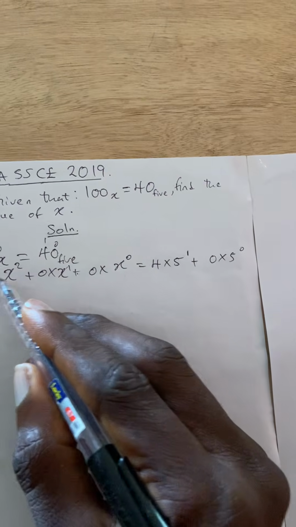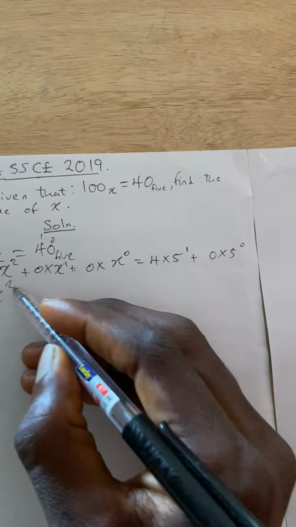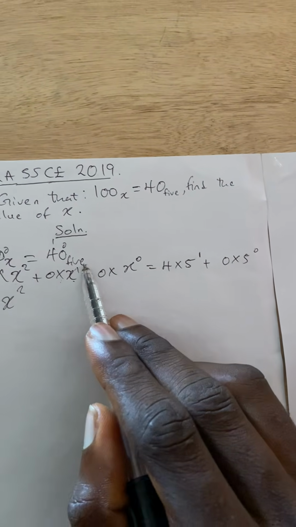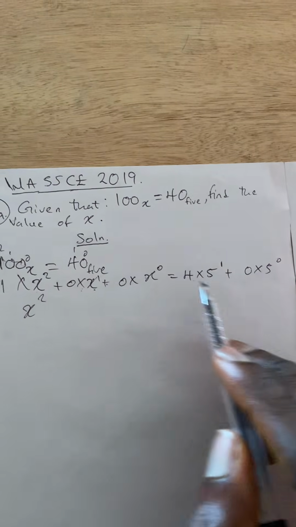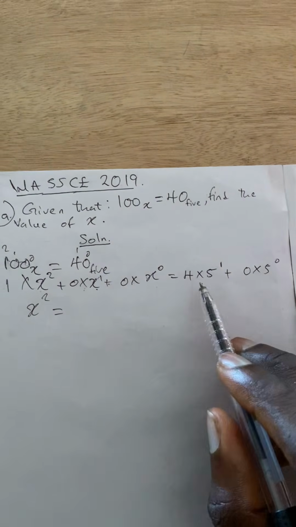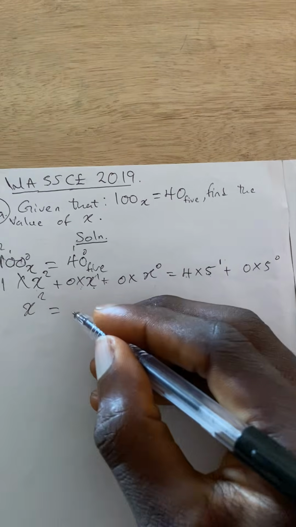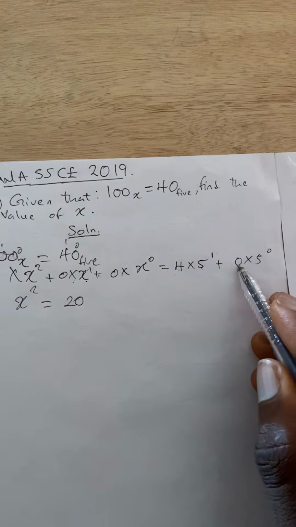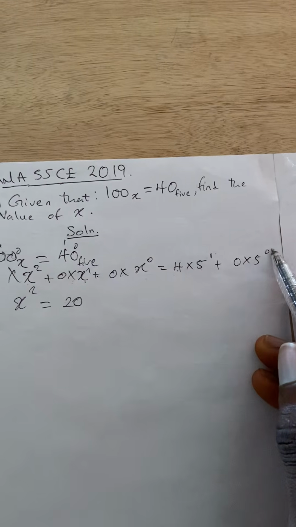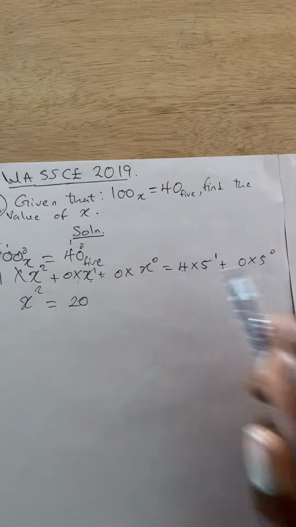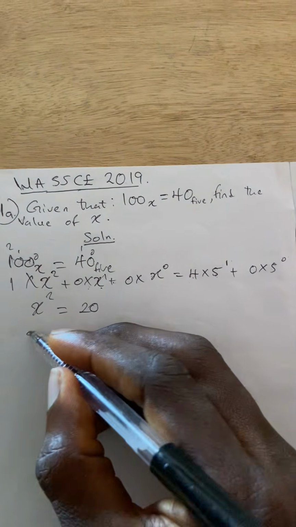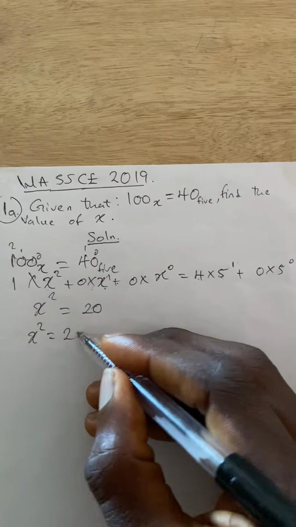So we have 1 times x squared, that's x squared. 0 times here, everything here is 0. 0 times this is 0. Then we have equals to 4 times 5. 5 raised to power 1 is 5. 5 times 4 is 20. Then plus 0 times 5. 5 raised to power 0 is 1. 1 times 0 is 0. So that's our left. We are left with x squared equals 20.